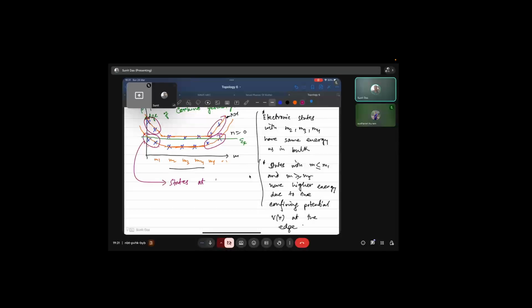states at the boundary of the geometry or sample.